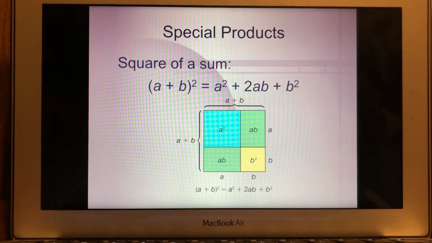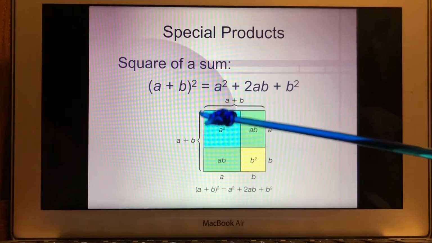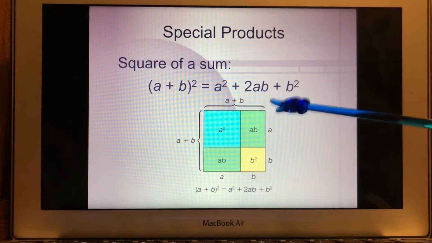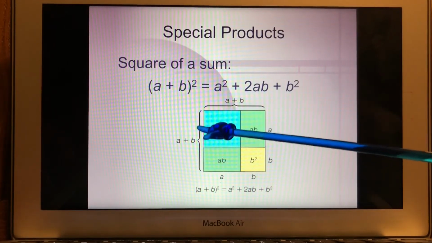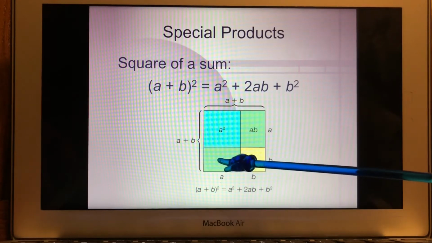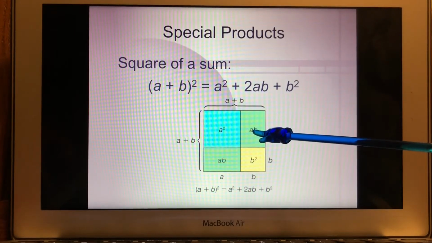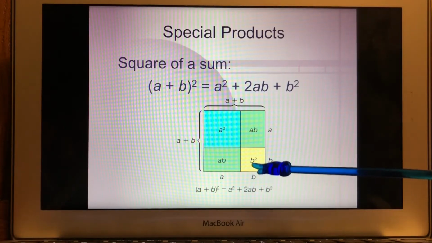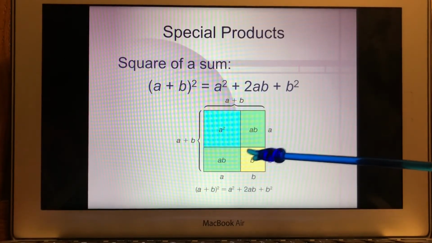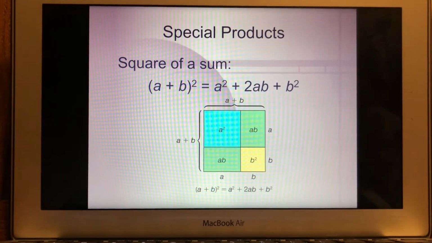Okay, now here's a diagram of this. A plus b, right here, times a plus b. I have first a squared plus 2ab, those are the inside and outside terms combined together, and then b squared, the last. First, outer, inner, last. FOIL.